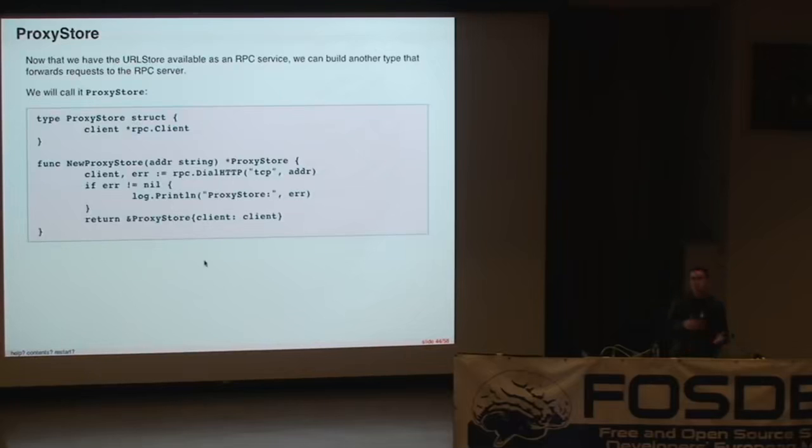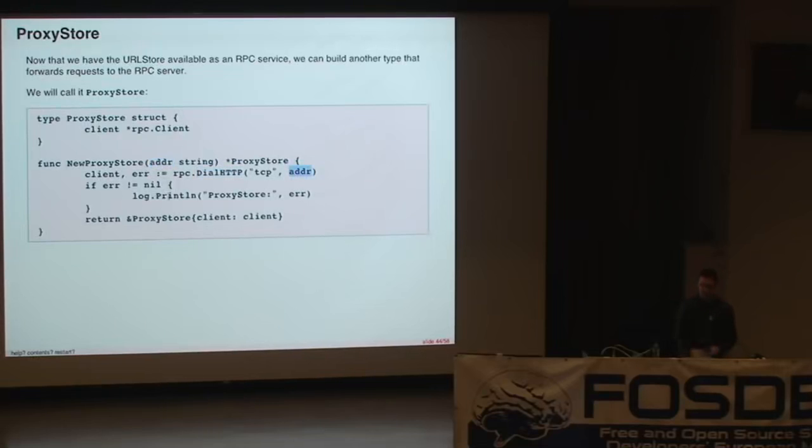And so now that we have the URL store available as an RPC service, we can build another type which looks like a URL store, except all it does is pass its requests through to the master server. And so we'll call this the proxy store. And the proxy store is a struct that simply contains an RPC client handle. And so our new proxy store initializer function will take an address, and this is the address of the RPC server, and it will call DialHTTP from the RPC package to connect to that address over TCP.